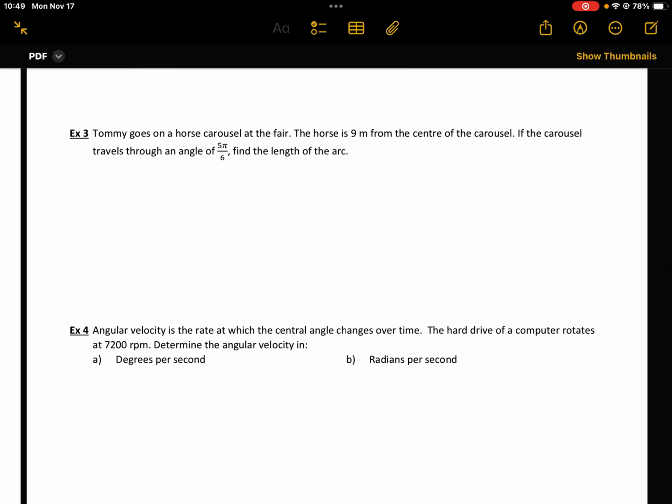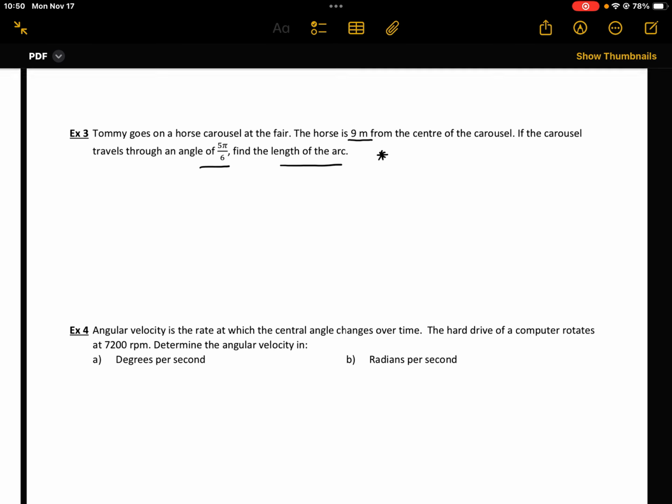The next two examples are about angular velocity. So in this case, Tommy goes on a horse carousel at the fair, and the horse is 9 meters from the center of the carousel. If the carousel travels through an angle of 5 pi over 6, find the length of the arc.